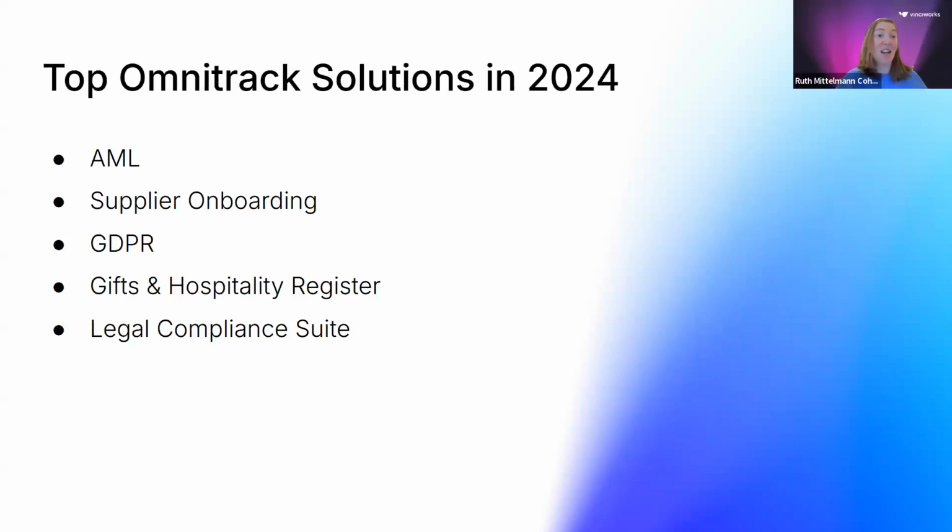Gift and hospitality is another big one. Obviously Christmas is just past us, but before we know it, we'll be back in November, December time, and recording those gifts and hospitalities that you're either receiving or giving as an organization can all be done inside the Omnitrack workflows. And finally, we have a legal compliance suite, which is specifically intended to support law firms and SRA regulated firms to stay compliant.